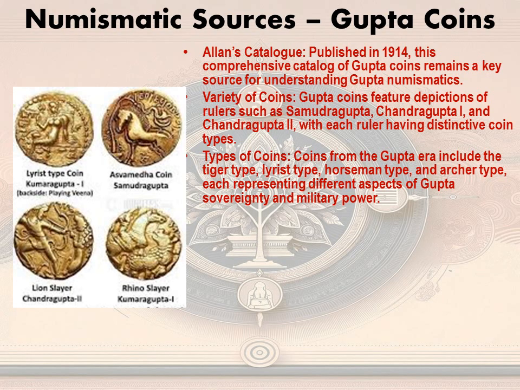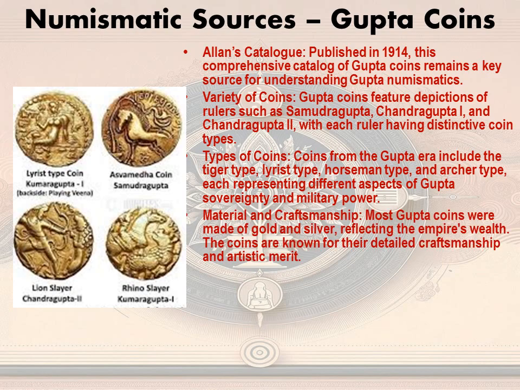So there are different types of coins during the Gupta period, and all these types reflect different aspects of Gupta power and sovereignty. Most Gupta coins were made of gold and silver, reflecting the empire's wealth. The coins are known for their detailed craftsmanship and artistic merit. These gold coins reflect the wealth and the administrative prowess of the Gupta Empire.